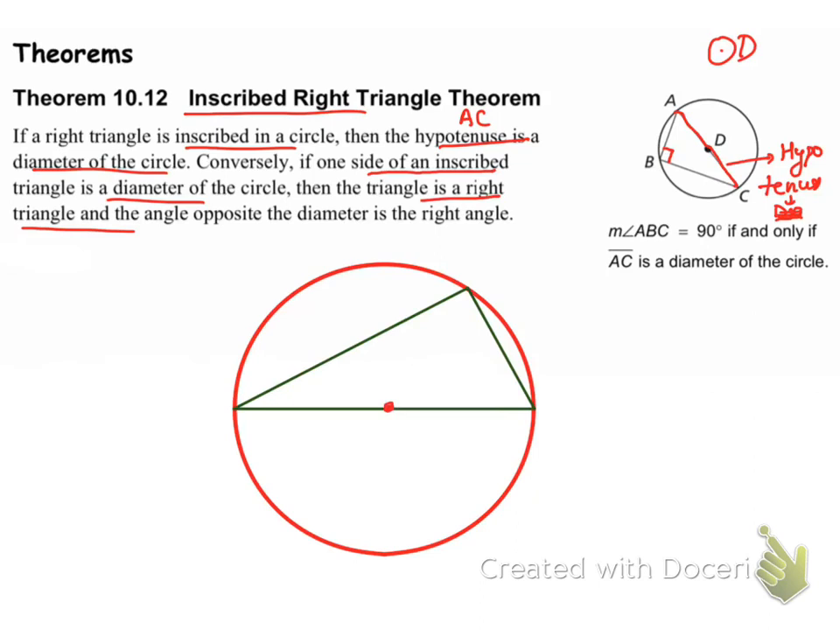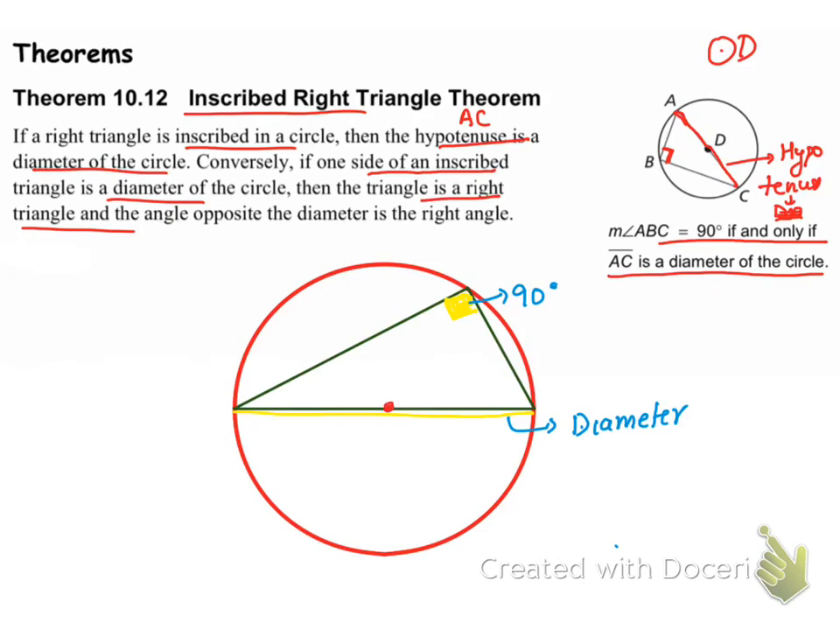Or if you see this is a diameter, then any angle formed will be a 90-degree angle. So the triangle is going to be a right triangle. So the measurement of angle ABC is 90 if and only if AC is the diameter of the circle. So what does it mean? If I see this is 90 degrees, then I can say this is a diameter.